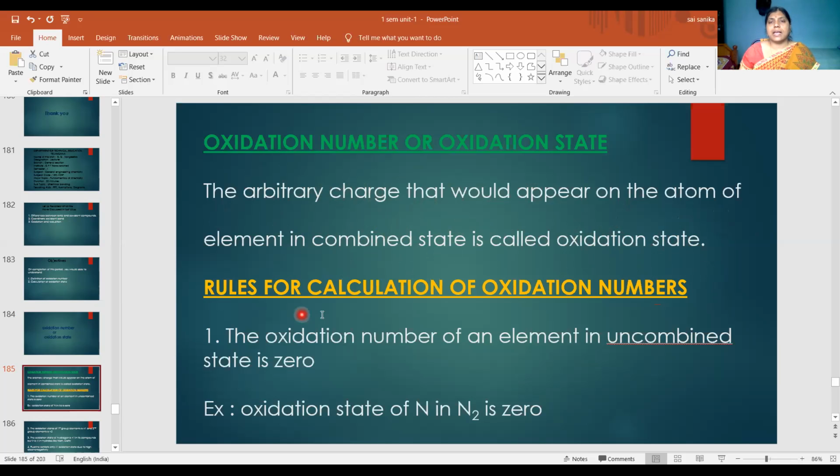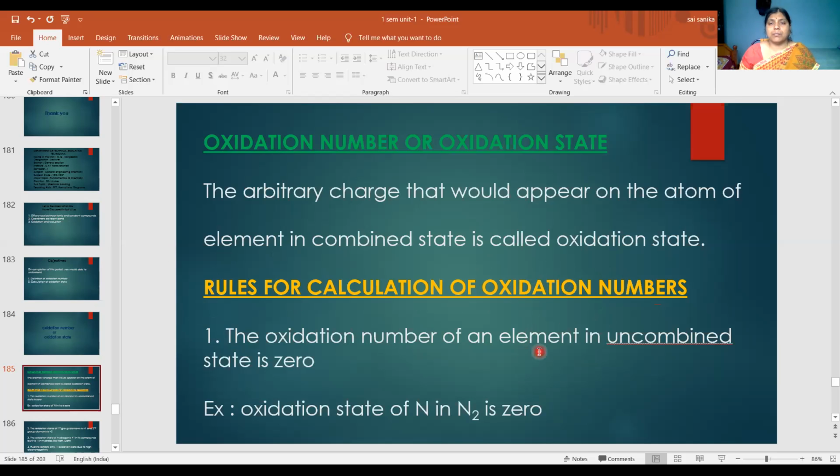Then, rules for calculation of oxidation numbers. Our next topic is calculation of oxidation states. Before going to calculation of oxidation states, you should know the rules for calculation of oxidation states. Then only you can calculate the oxidation states of the elements in compounds. One by one we will see, what is the first rule.